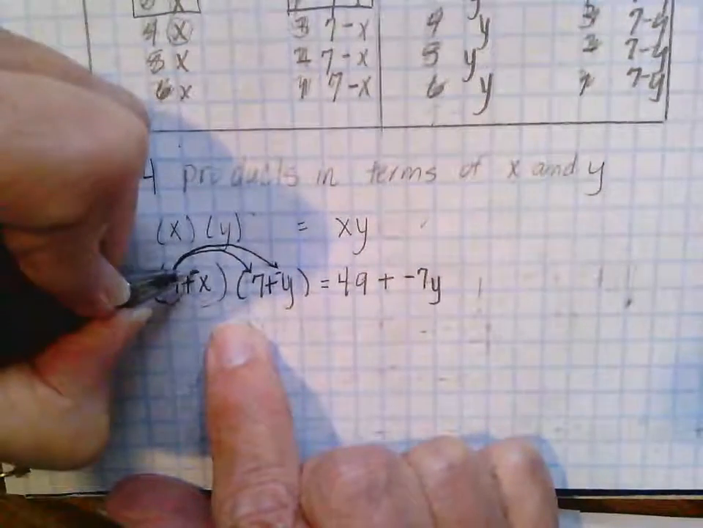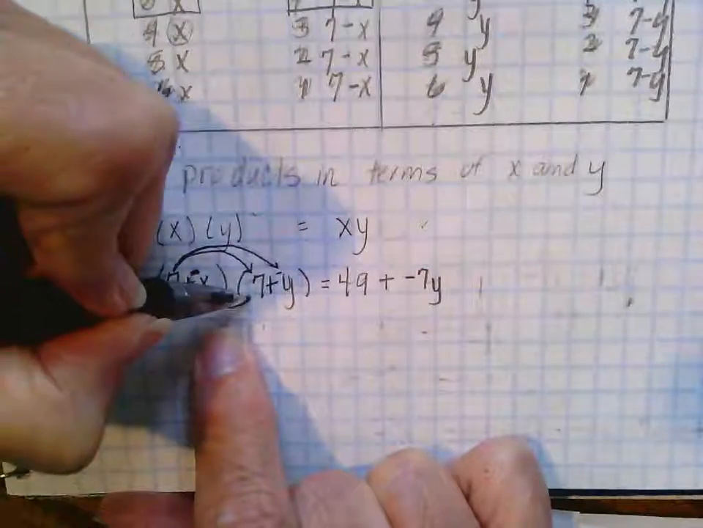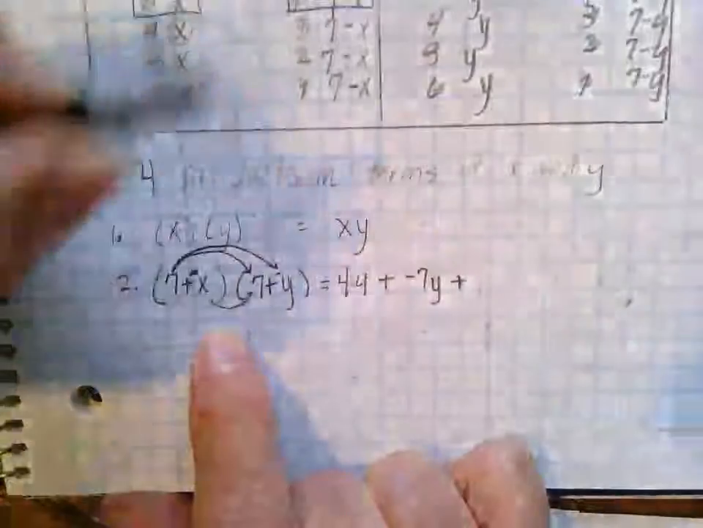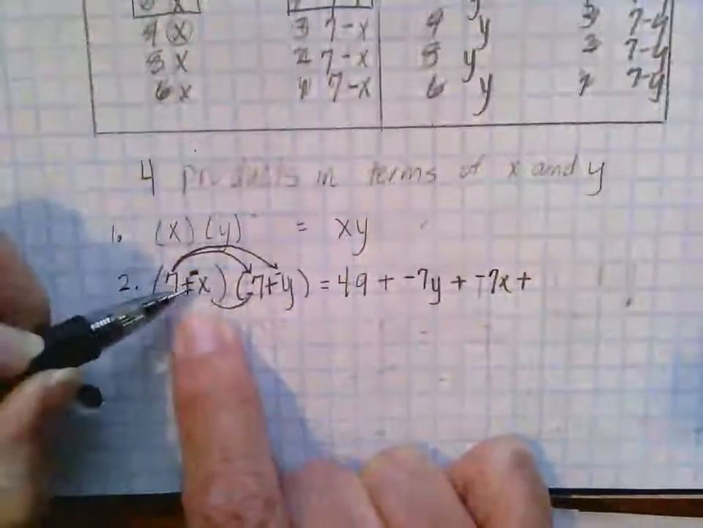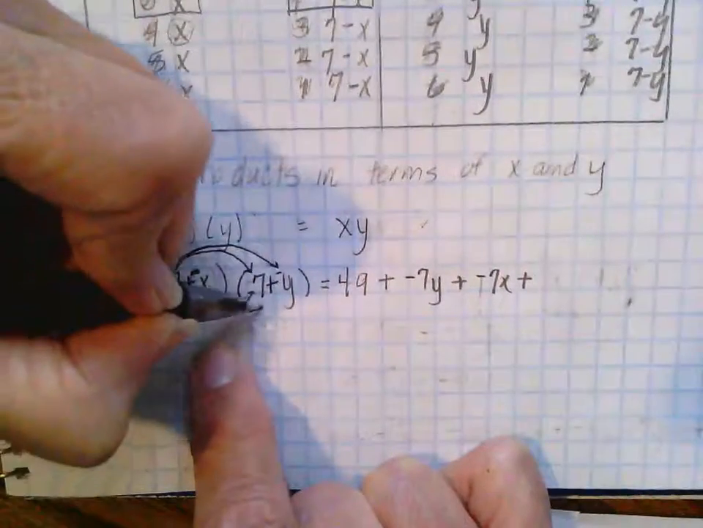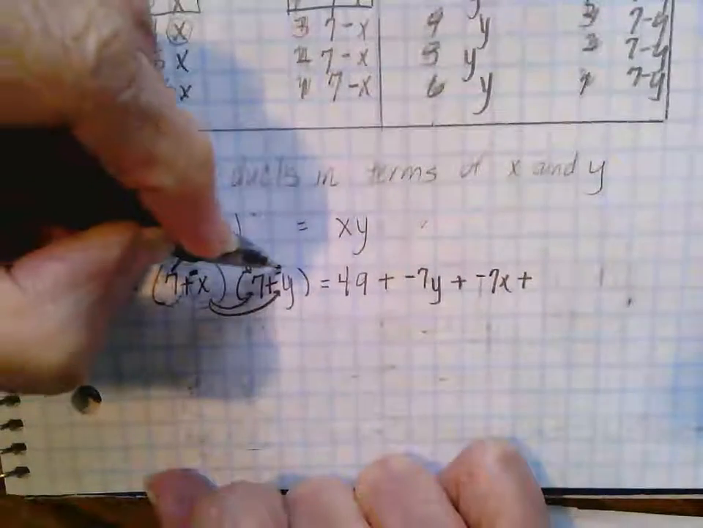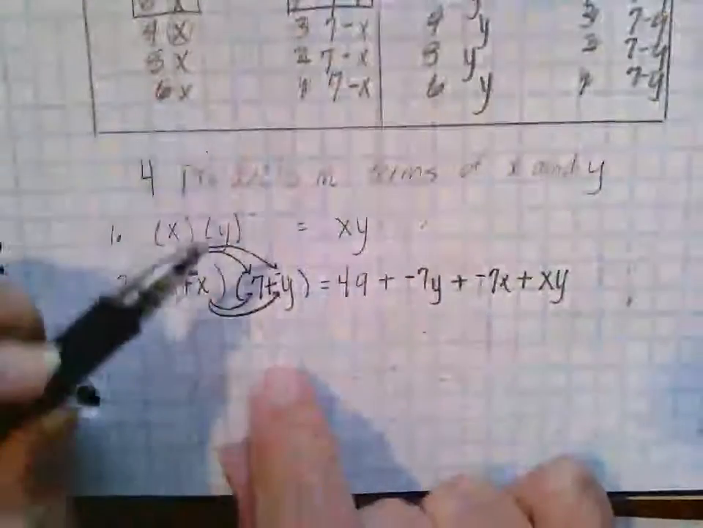So now I'm going to work with this negative X, and I'm going to distribute it through the second one, and negative X times 7 is negative 7X, plus, now here I have a negative times a negative. So a negative times a negative is a positive. So that's going to be XY.